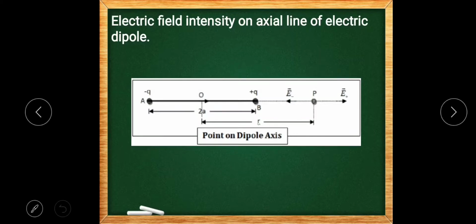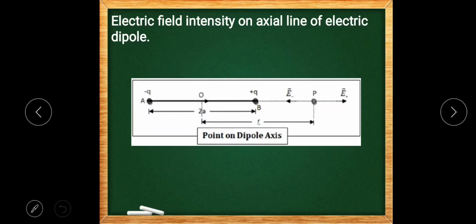Now we have to calculate the electric field intensity due to an electric dipole. There are two cases. One is a point on the axial line and the other is a point on the equatorial line. Let us discuss one by one. First one, electric field intensity on the axial line of an electric dipole. So here consider the diagram.